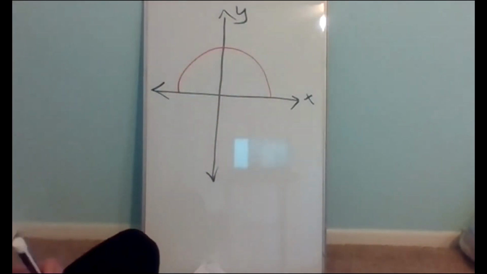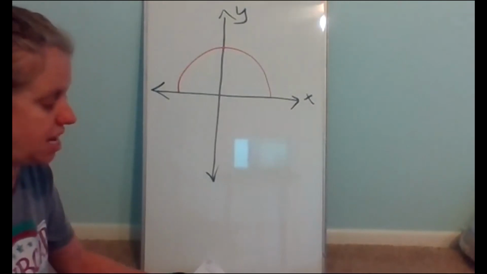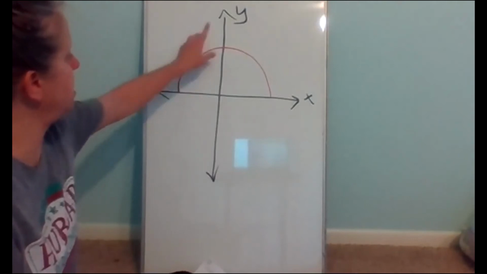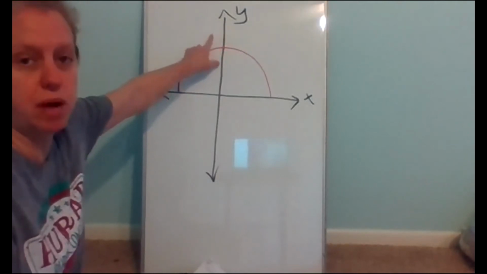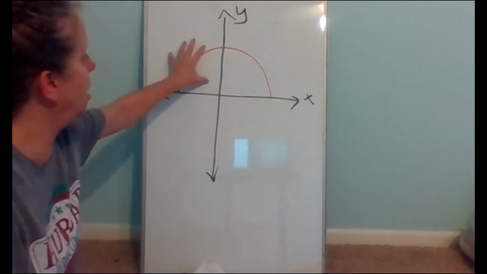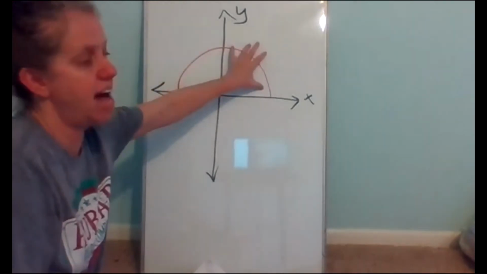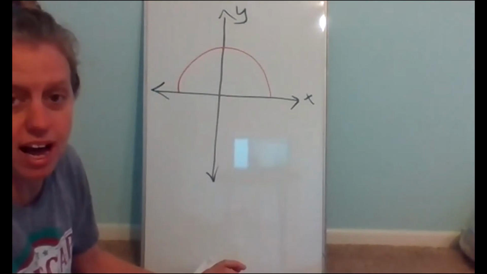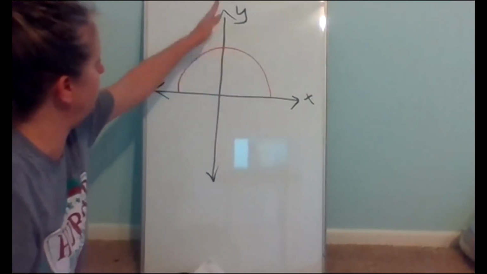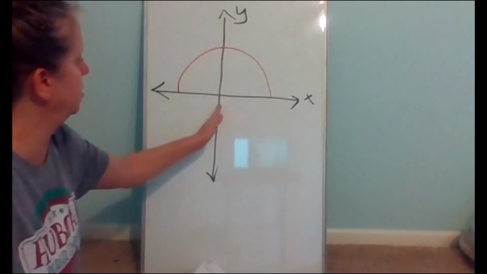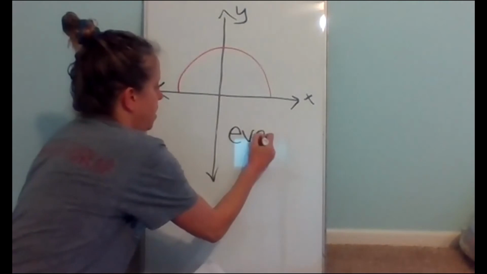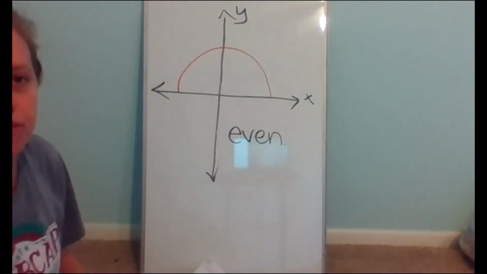All right, here's what number 4 looks like, and it wants to know if it's even or odd or neither. So what you're looking at is, if it's even, it would be symmetrical with the y-axis. So is the same thing happening on the left side of the y-axis as is happening on the right side of the y-axis, which it is, right? So this one right here, if I cut it right in half right here, it would be symmetrical with the y, which means this function is even.